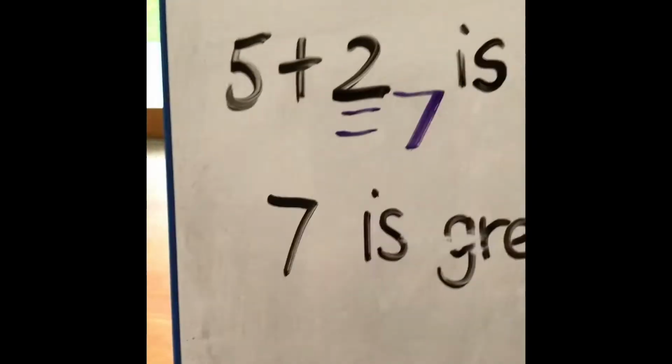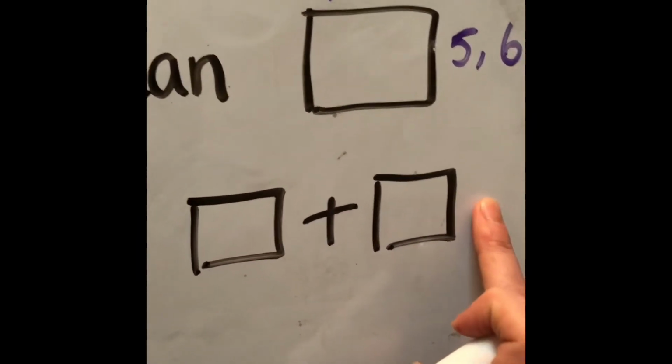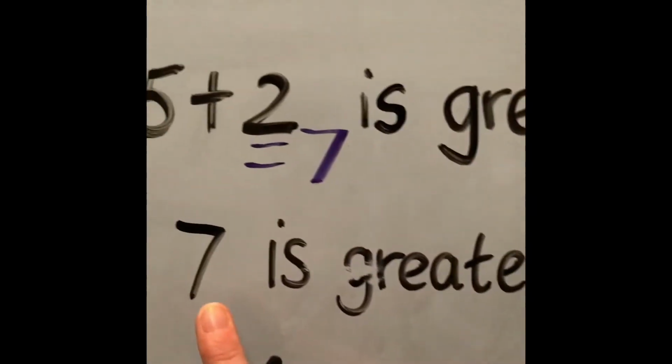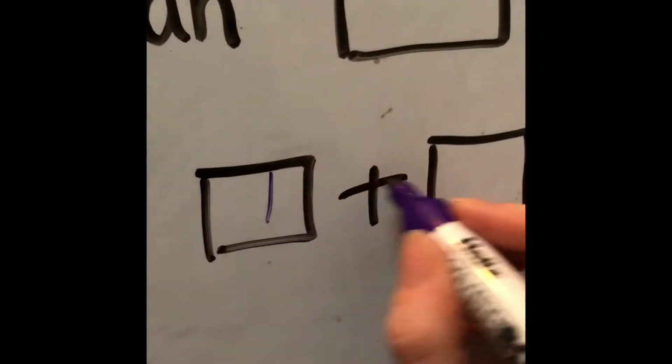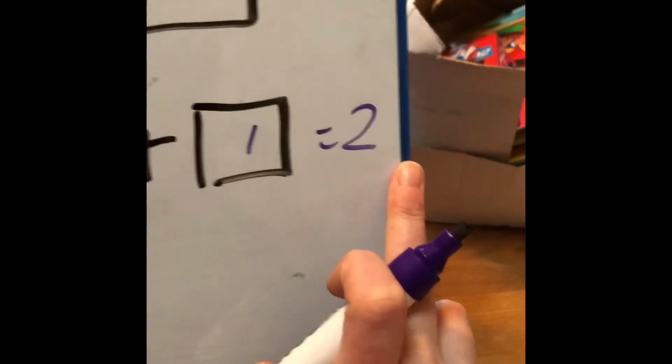It then moved on to say 7 is greater than, and we had to put a number sentence in here. So basically it's very similar, but these two numbers need to make a number that is smaller than 7 to still make 7 the greatest number. So I could have put in here 1 and 1 because that would make 2, and 2 would be a smaller number, so 7 is greater than 2 in the end.